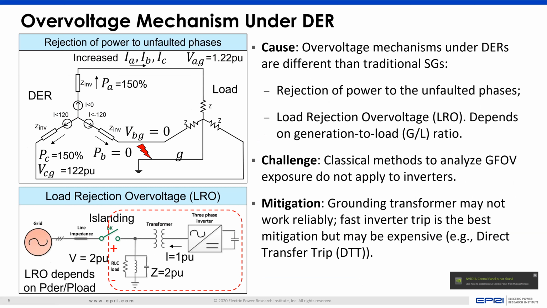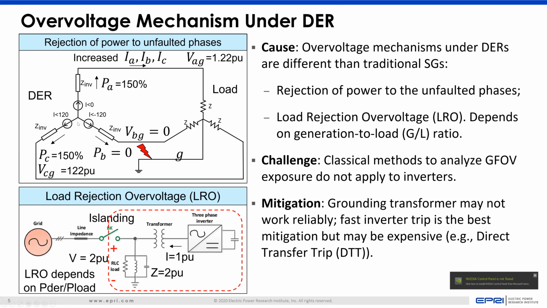What happens with distributed energy resources is that things become more complicated. Basically, the mechanism driving the overvoltage becomes different. There are two mechanisms under DERs, so it's no longer directly related to shifted neutral. The first mechanism is rejection of power to the unfaulted phases, and the second is what we call load rejection overvoltage. So the rejection to the unfaulted phases is basically the inverter.